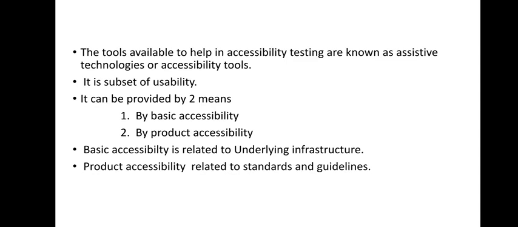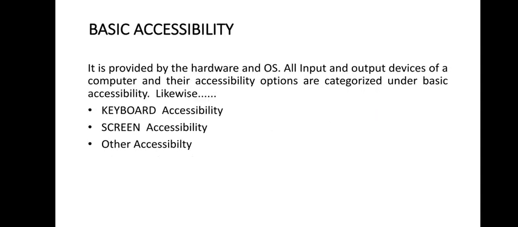So accessibility testing can be provided by two means. First, you can see, basic accessibility. The second is product accessibility. So students, when we talk about basic accessibility, it is related to the underlying infrastructure, but the second one is related to standards and guidelines. So let us start with basic accessibility first. Again, I repeat that accessibility testing is provided by two means: one is basic accessibility and the second is product accessibility. So let us start with basic accessibility.